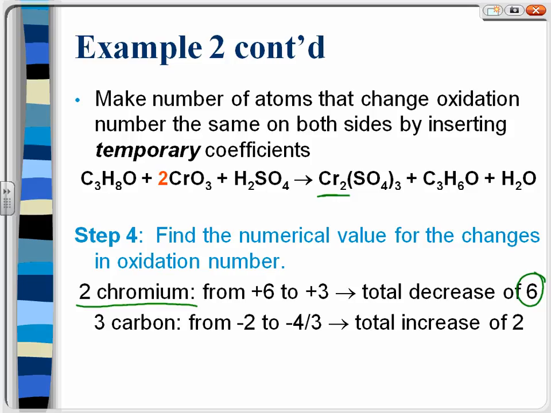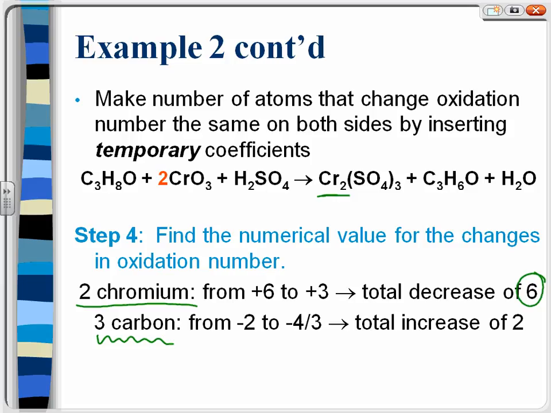For the carbon, it looks tricky because you've got a fraction in here, but it's actually not. So don't freak out just because you have a fraction, because the fraction sort of ends up canceling out, since you can't have a fraction of an electron moving. My oxidation number on carbon to start with was -2, and then it went to -4/3. So the total increase is actually 2. How did I get that? I had 3 carbons over here, and I end up with 3 carbons on the end. So I basically times everything by 3, just like I times my chromium by 2.